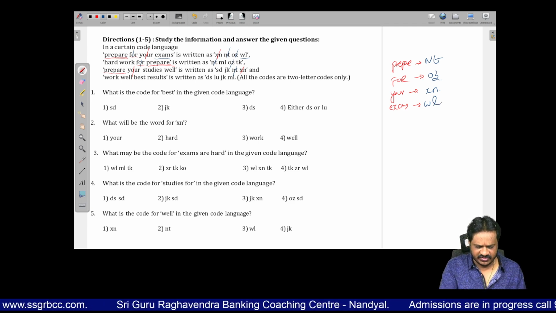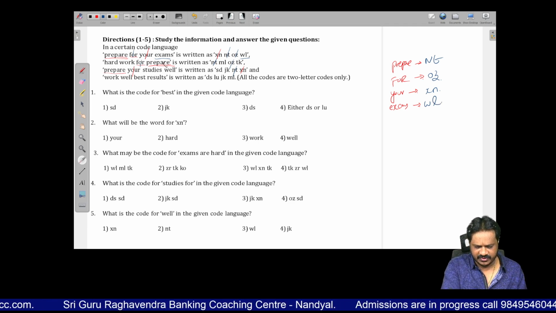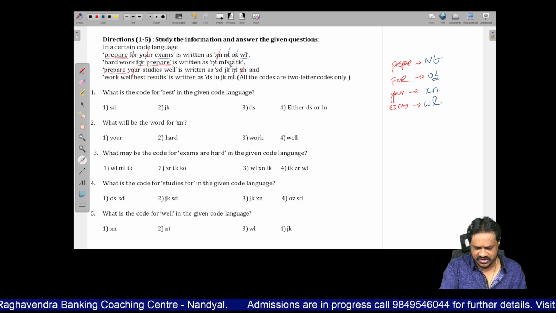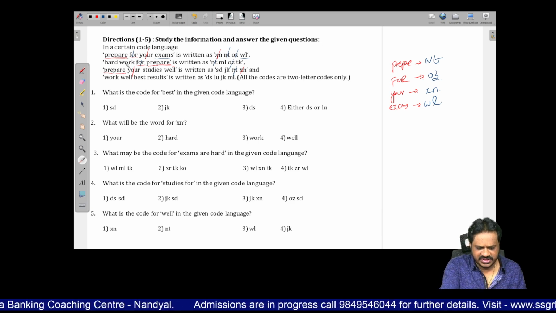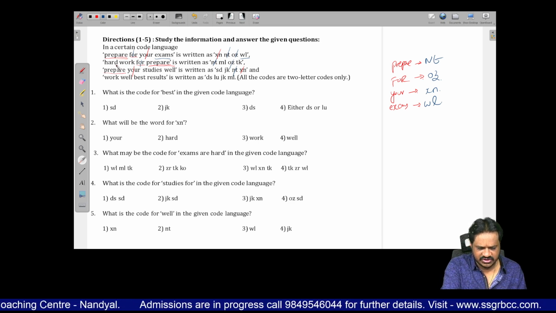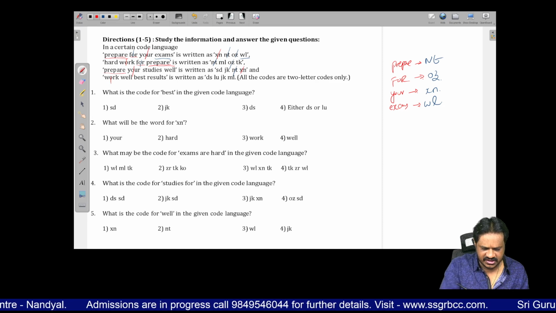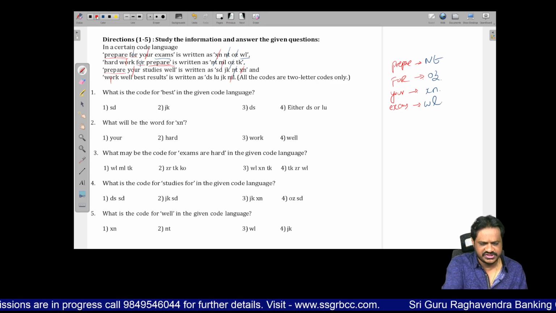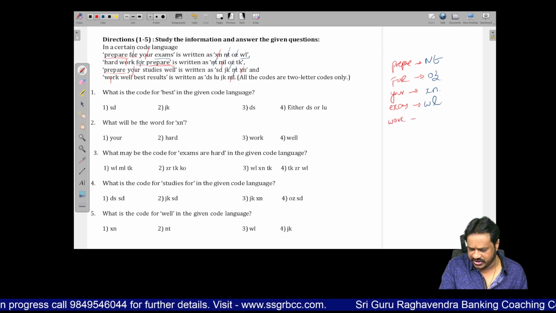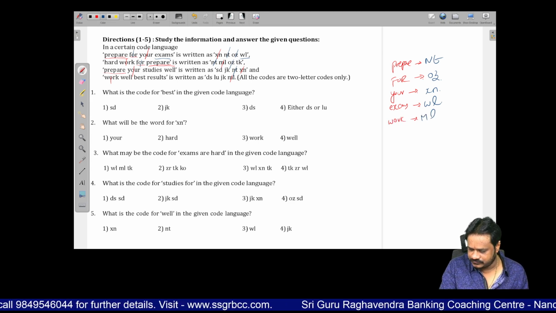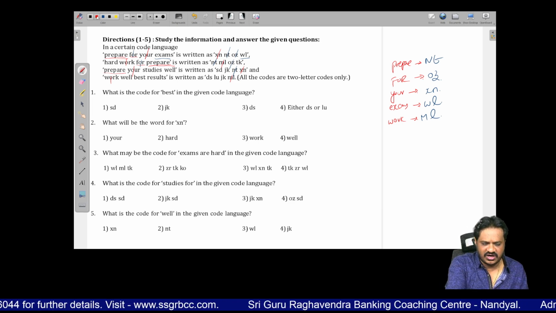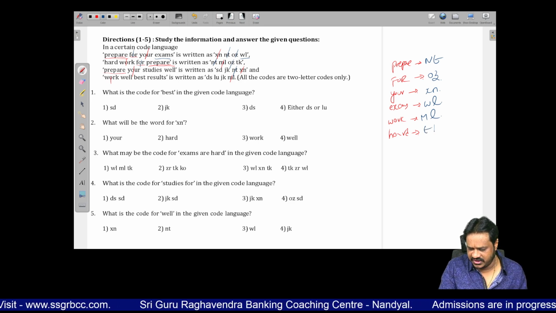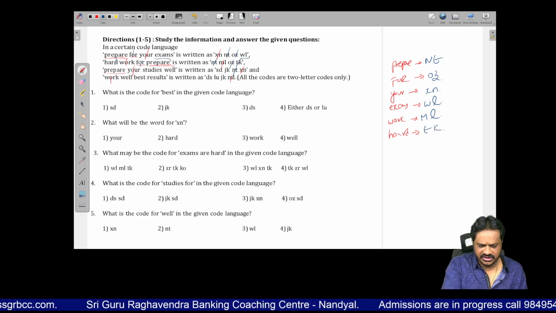Now, move to the second one. Second sentence, hard work for prepare. Already prepare is NT, for means OZ. These two are over. Now hard work. If you see the second one and the last one, you can see work, and in second and last you can see ML. So work code is ML. Then what is the code for hard? Hard code is TK.